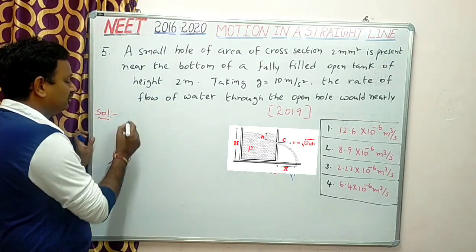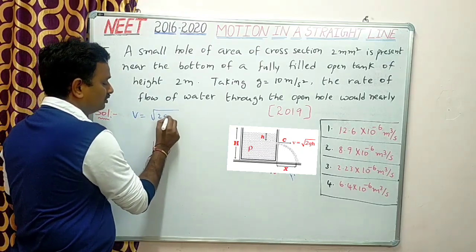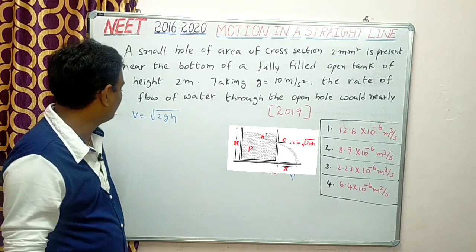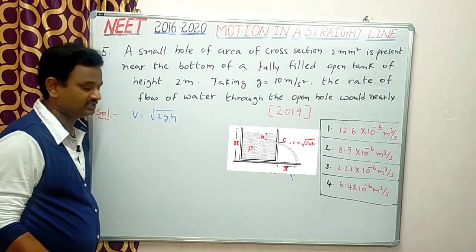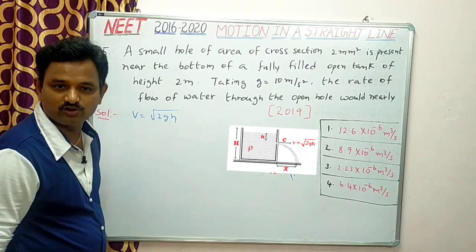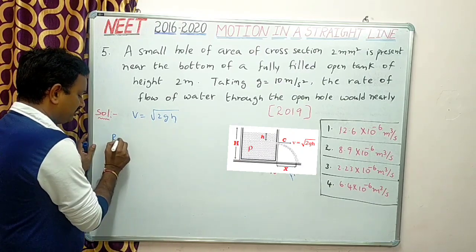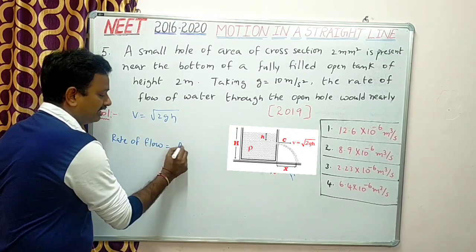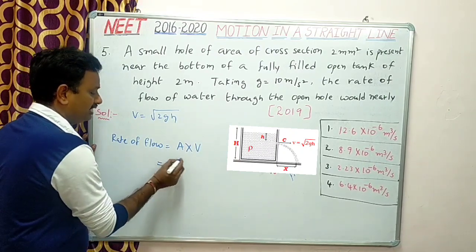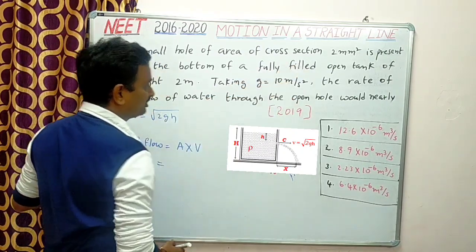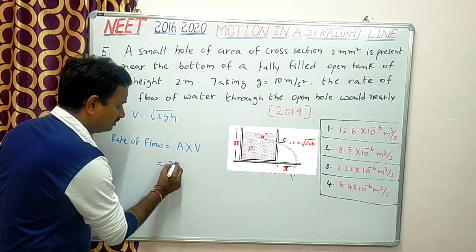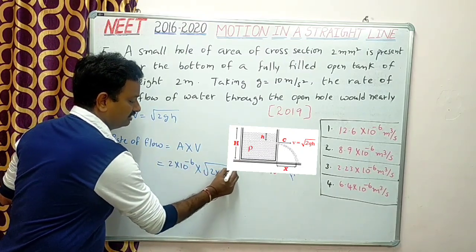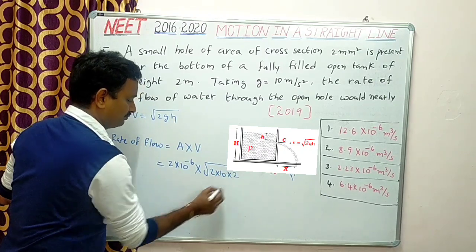So I will apply v equal to root over 2gh for the speed of efflux, or for the velocity of water I will write v equal to root over 2gh. So here we need to calculate the rate of flow. Rate of flow is equal to area into velocity. Area means they have given area of cross section 2 mm square, that means 2 into 10 power minus 6, into velocity root over 2gh, 2 into g, how much? 10, h is 2.